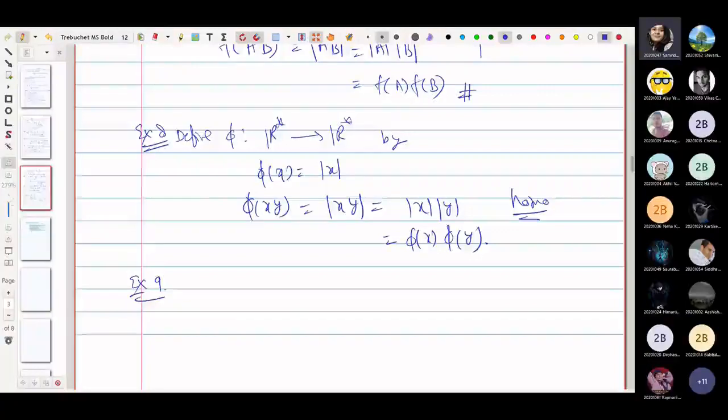Another last example, and then after that we can see some more things.